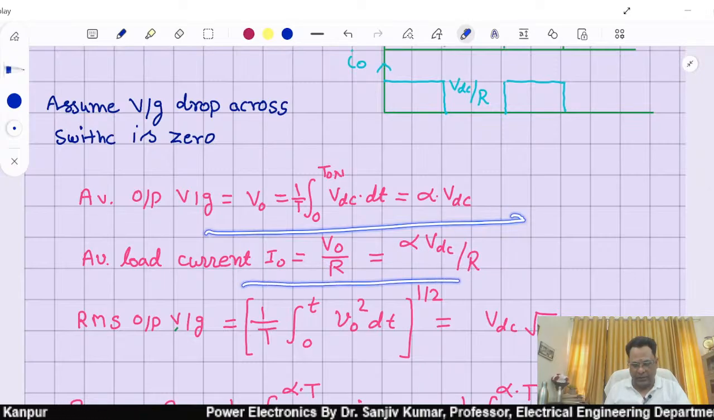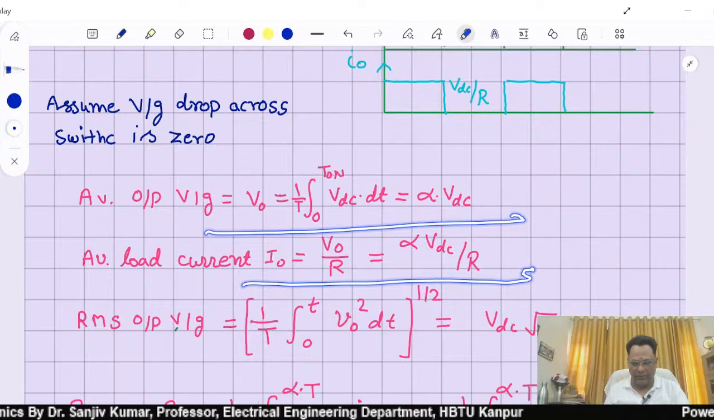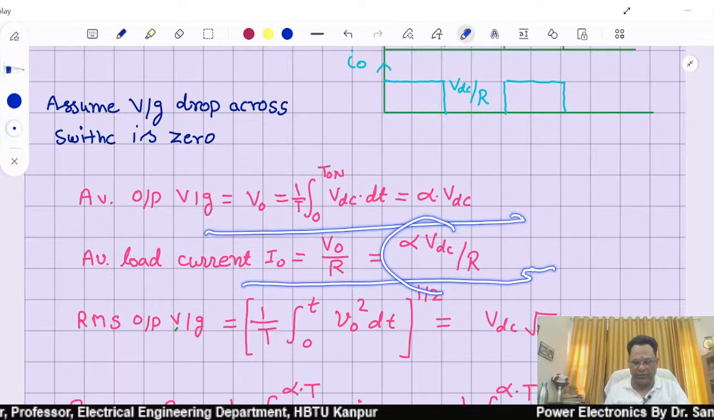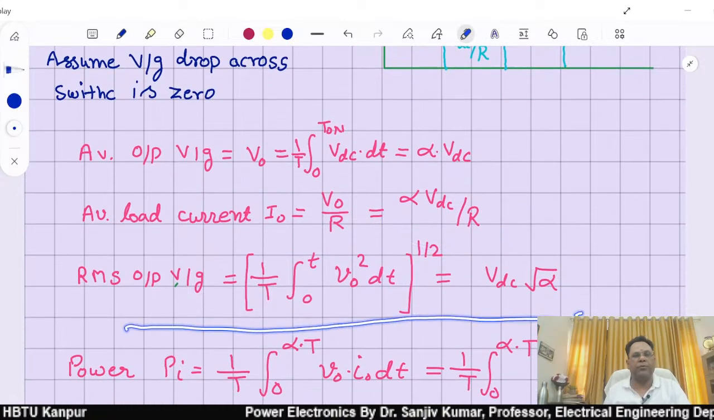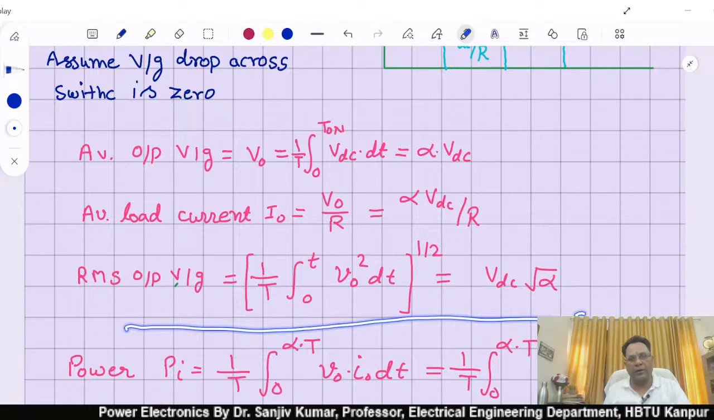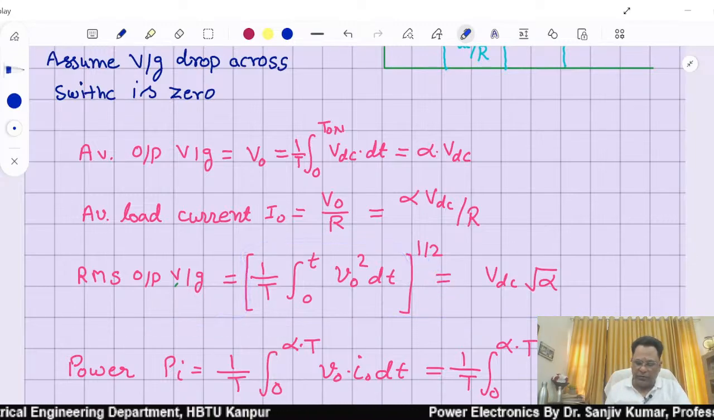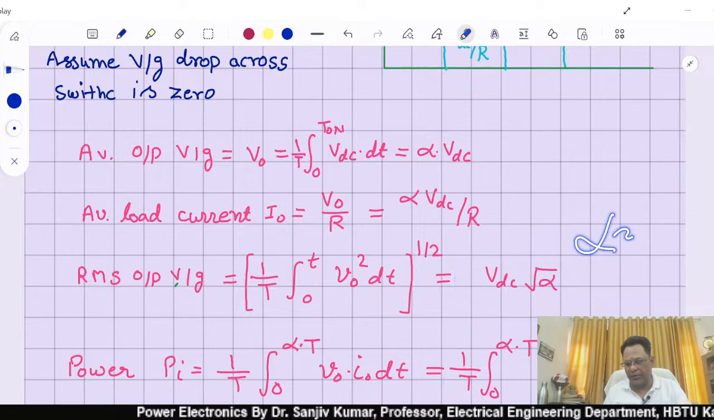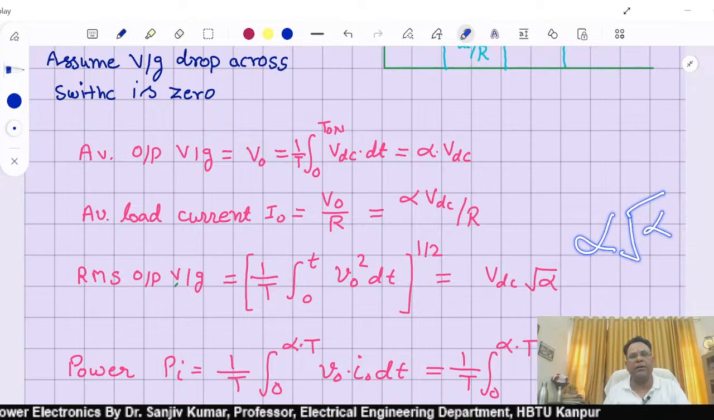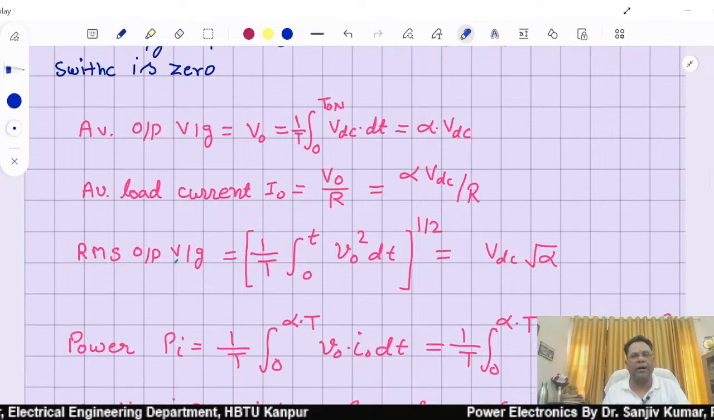This is the value of average current, which is equal to average output voltage divided by resistance. So it comes out to be alpha VDC by R. Similarly, we can calculate the RMS output voltage, which is V equals under root of 1 by T, 0 to T, V square dt. So this will give you that RMS output voltage is proportional to under root of alpha. Clear? Whereas average is proportional to alpha.